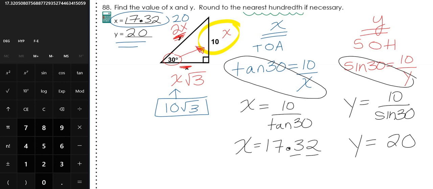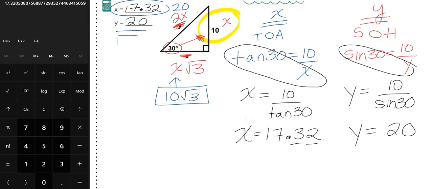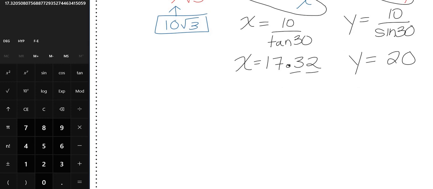So just to recap, our 30-60-90 special right triangle, I'm going to draw it for you. So let's say that's our triangle. I'm actually putting the measurements in some different places this time. So if this is my right angle, and this is the 30-degree angle, which is completely different than what our figure looked like, but we did notice the 30 degrees.